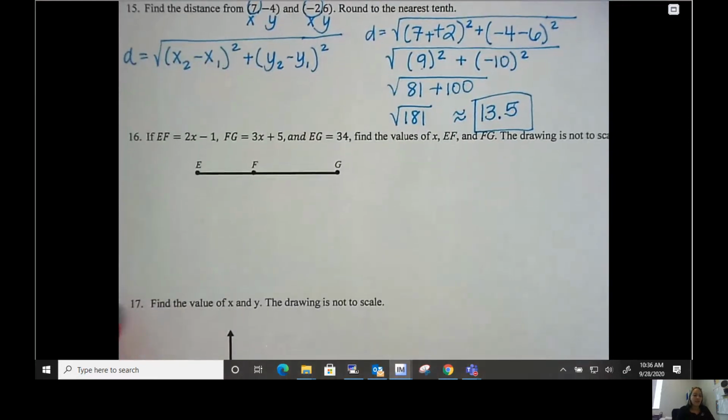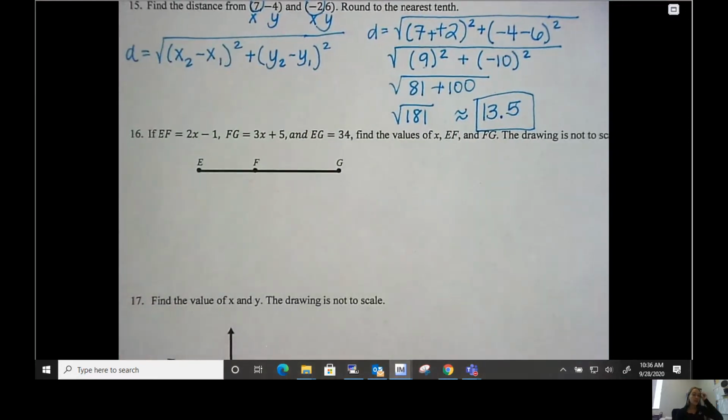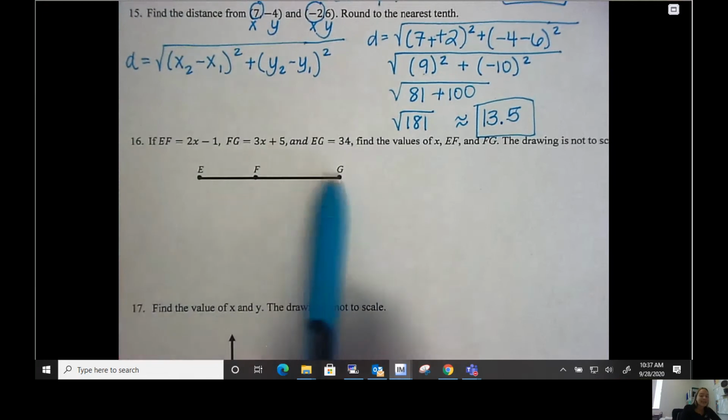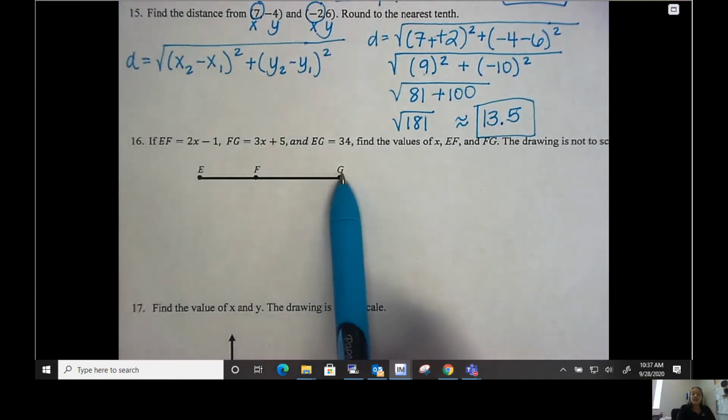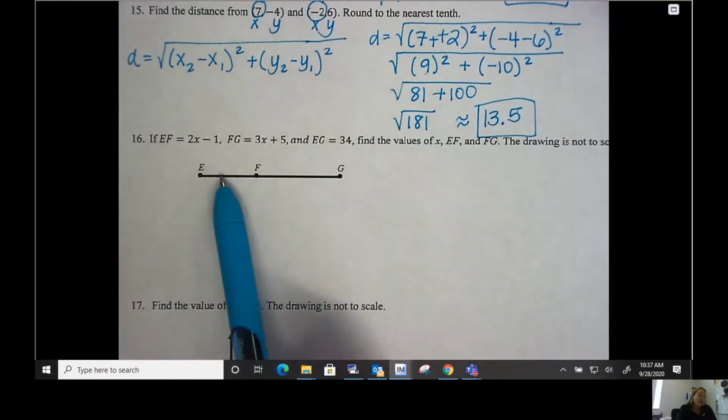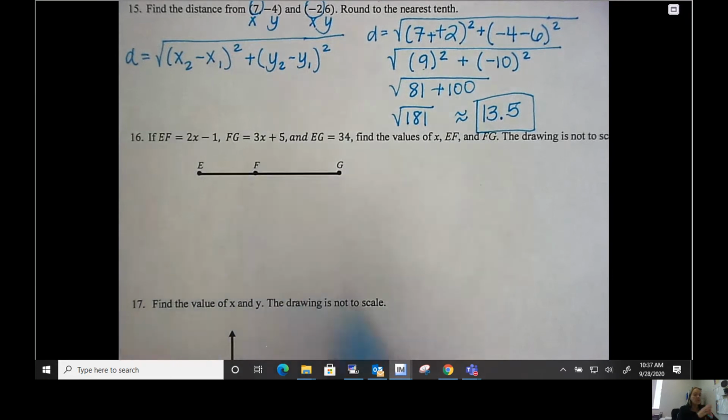Number 16. If EF equals 2x minus 1, FG is 3x plus 5, and EG is 34, find the values of x, EF, and FG. So I'm looking at a segment here. Remember, the segment addition postulate says if you add the 2 small pieces together, it should give you the whole thing. So if I add the 2 smaller segments, it should give me the whole large segment.